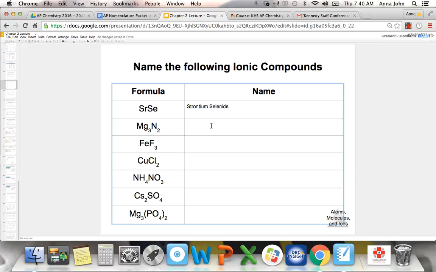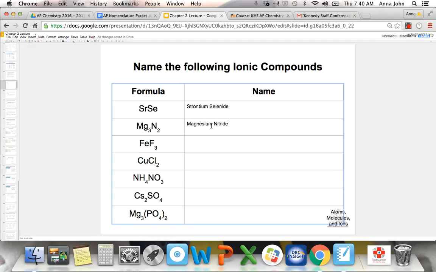Next, we've got magnesium and nitrogen. Again, magnesium is the cation. We're just going to use the whole name, so magnesium. And then nitrogen is just one element, and so we're going to change the ending to "ide." So instead of nitrogen, it's going to be nitride.